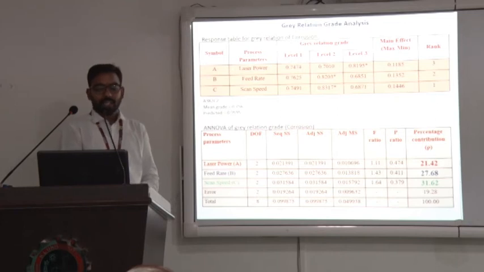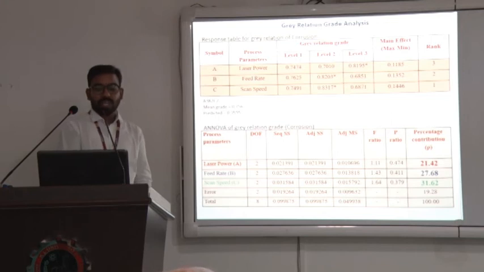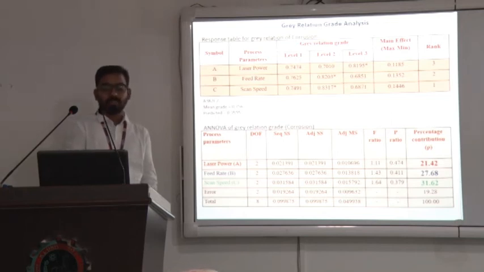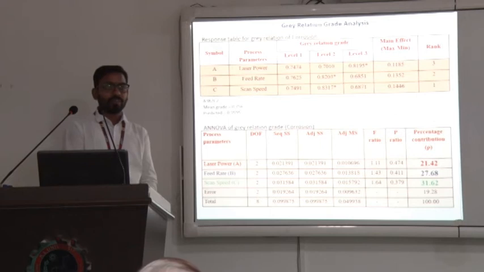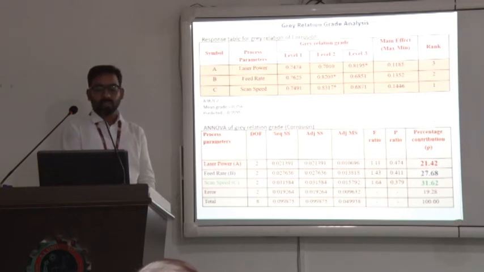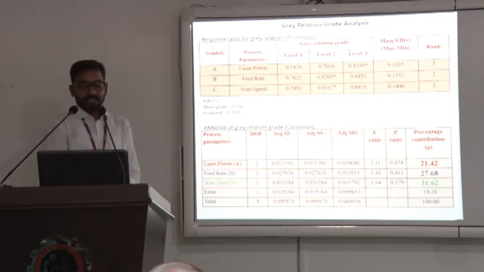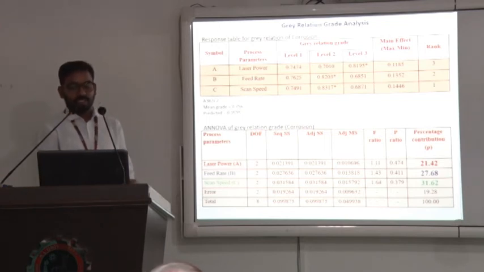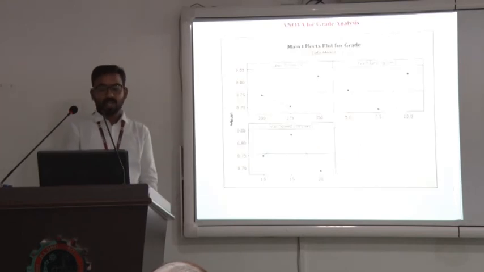These are the grey relational grade analysis results. We have 3 levels. At each level, we have calculated grade values and averaged them. Level 1 shows laser power at 200 watts, level 2 shows the grade value for 275 watts laser power, and level 3 shows it for 350 watts laser power. Similarly for feed rate and scan speed. These values are tabulated previously, and again at each level we calculate the grade values, and according to these grade values, this ANOVA is done for grade values.